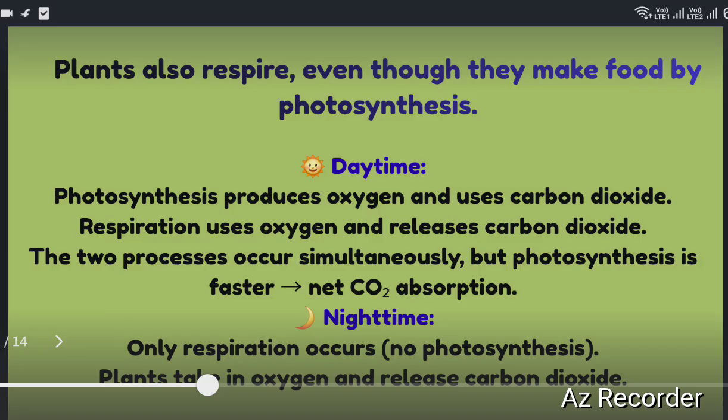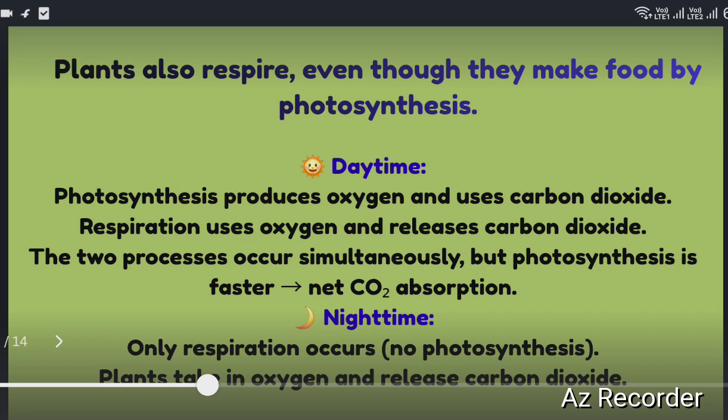Now, respiration in plants. Plants also respire even though they make food by the process of photosynthesis. In the daytime, photosynthesis produces oxygen and uses carbon dioxide in the presence of sunlight, and respiration uses oxygen and releases carbon dioxide. The two processes occur simultaneously, but photosynthesis is faster than respiration, so net CO2 is absorbed.